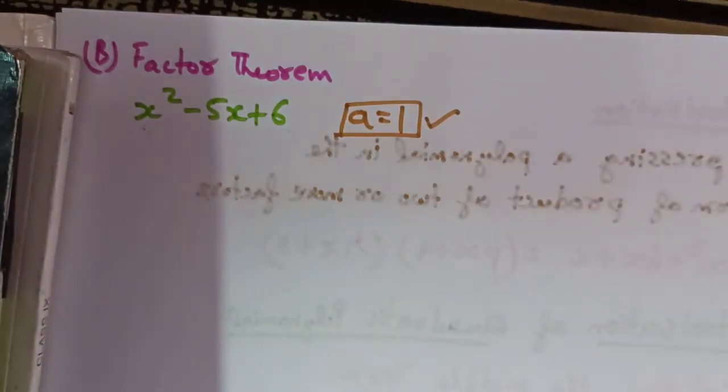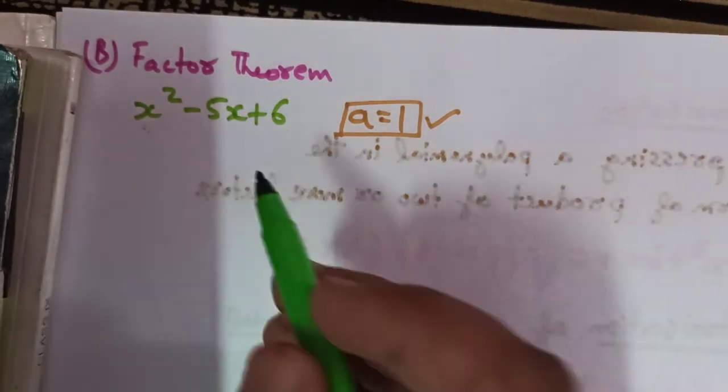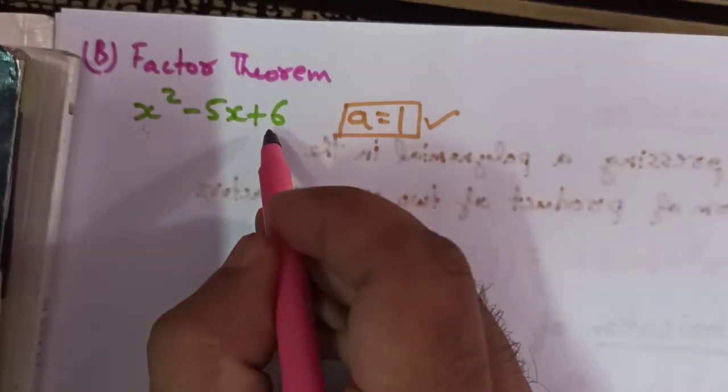If the value of a is not equal to 1, then we have to take the coefficient of x square, or a, as common from the given quadratic polynomial. Since here the value of a is already equal to 1, you don't have to do anything. But if the value of a is not equal to 1, then we have to take the value of a as common from the entire polynomial.